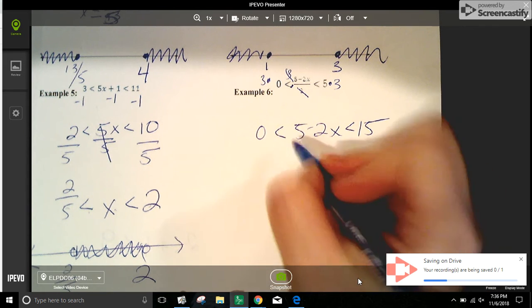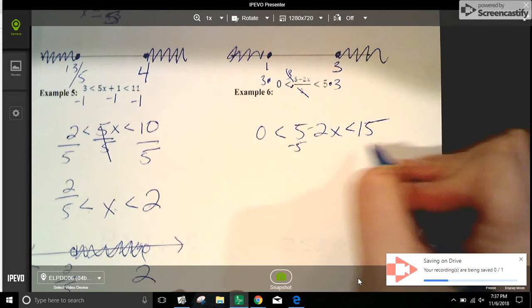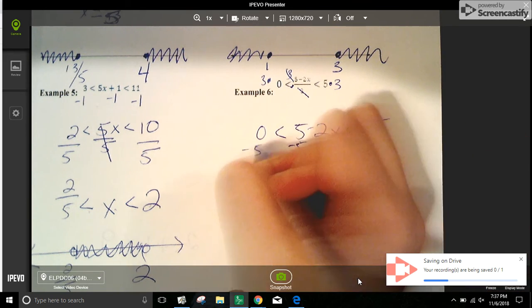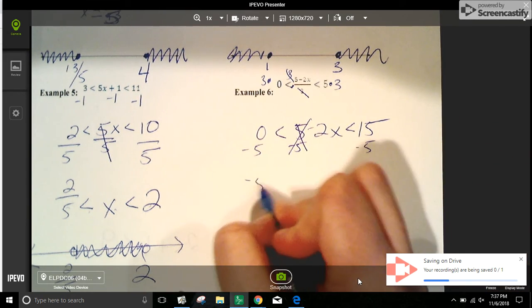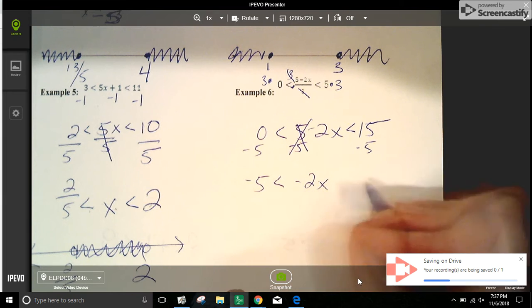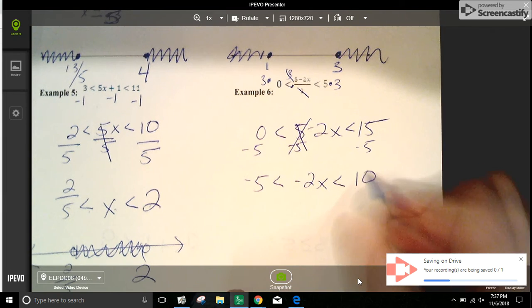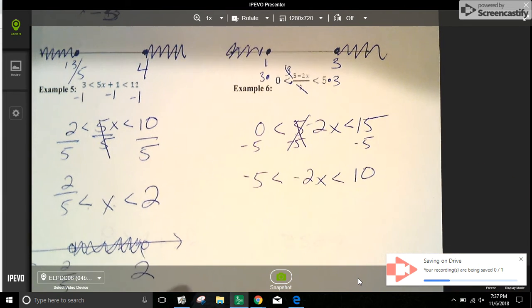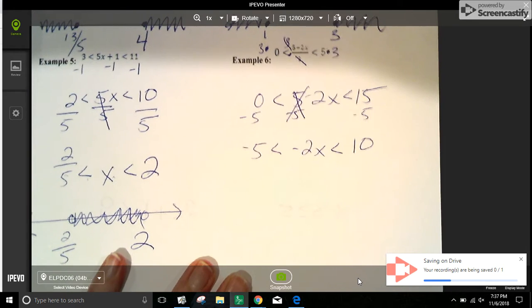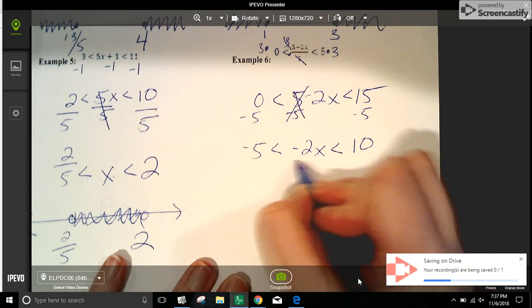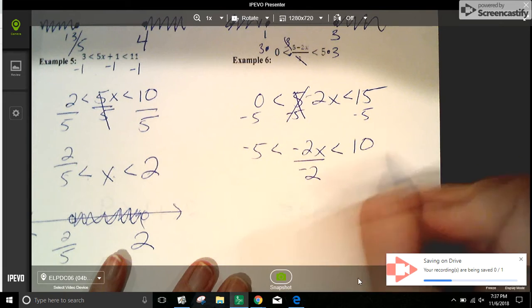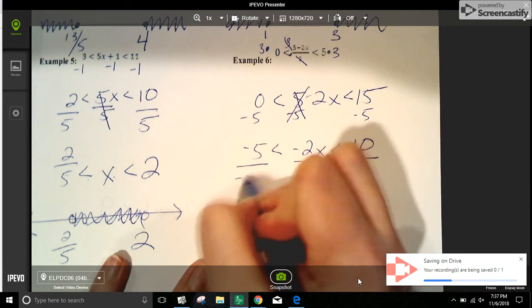Then I would subtract 5. So then that means I have to subtract 5 to the right and 5 to the left. And then lastly, I would divide by -2. So then that means I have to divide all the sides by -2.